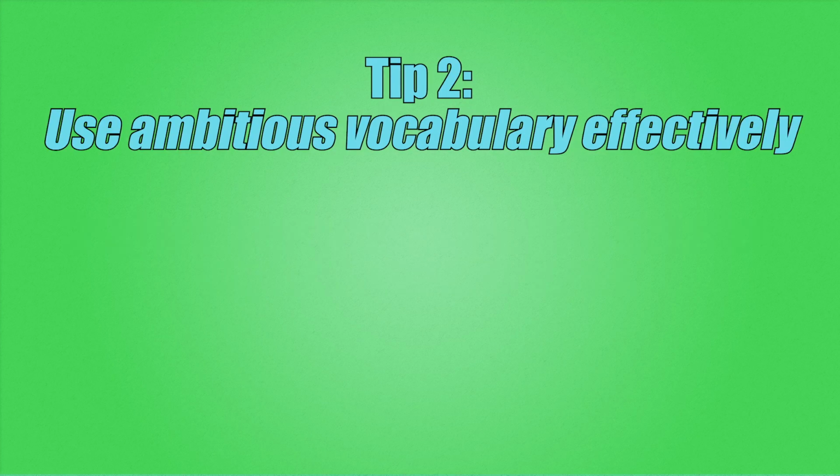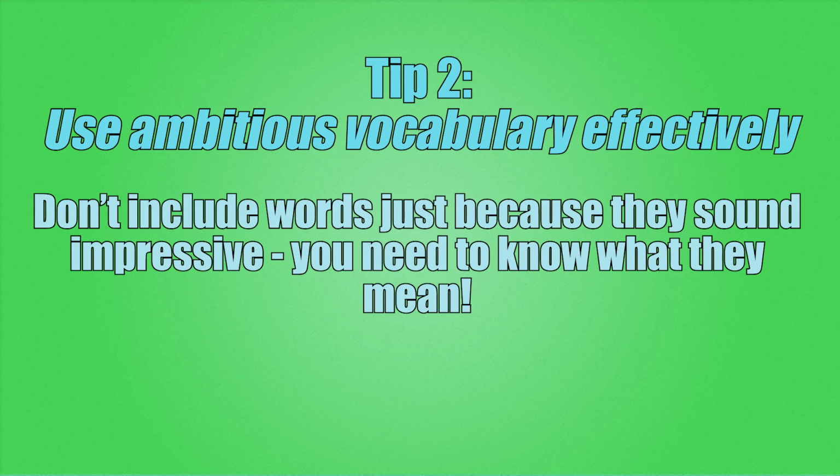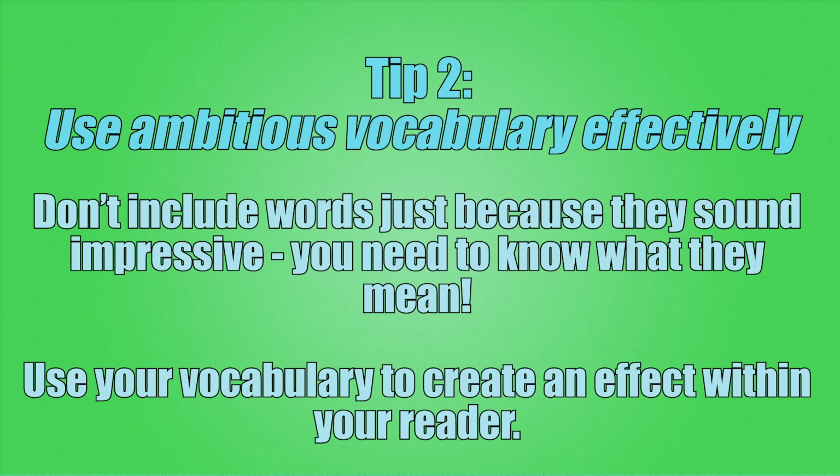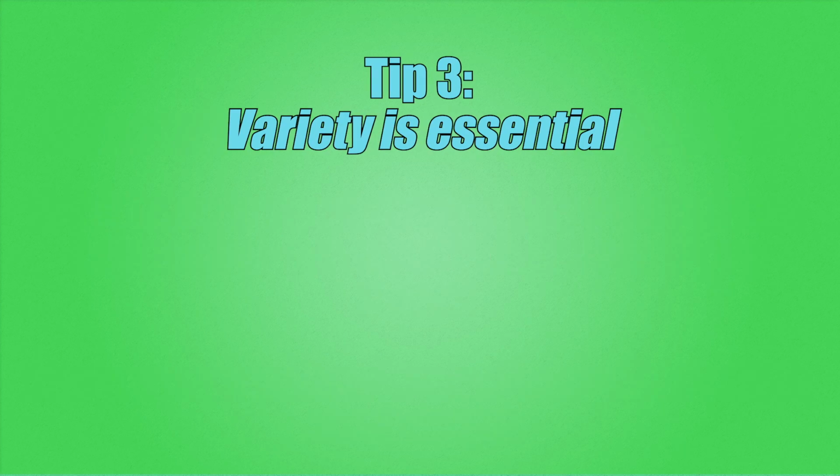Tip 2. Use ambitious vocabulary effectively. The vocabulary you use in your response will have an impact on both AO5 and AO6, so you might be tempted to throw in as many big and impressive words as you can possibly think of. My advice would be to not just put in words that you've heard here and there and that you don't really understand, as this could negatively affect the clarity of your writing. The sophisticated language that you do use, try to use it to create an effect within your reader. Think about how you want them to feel. Surprised? Shocked? Sympathetic?